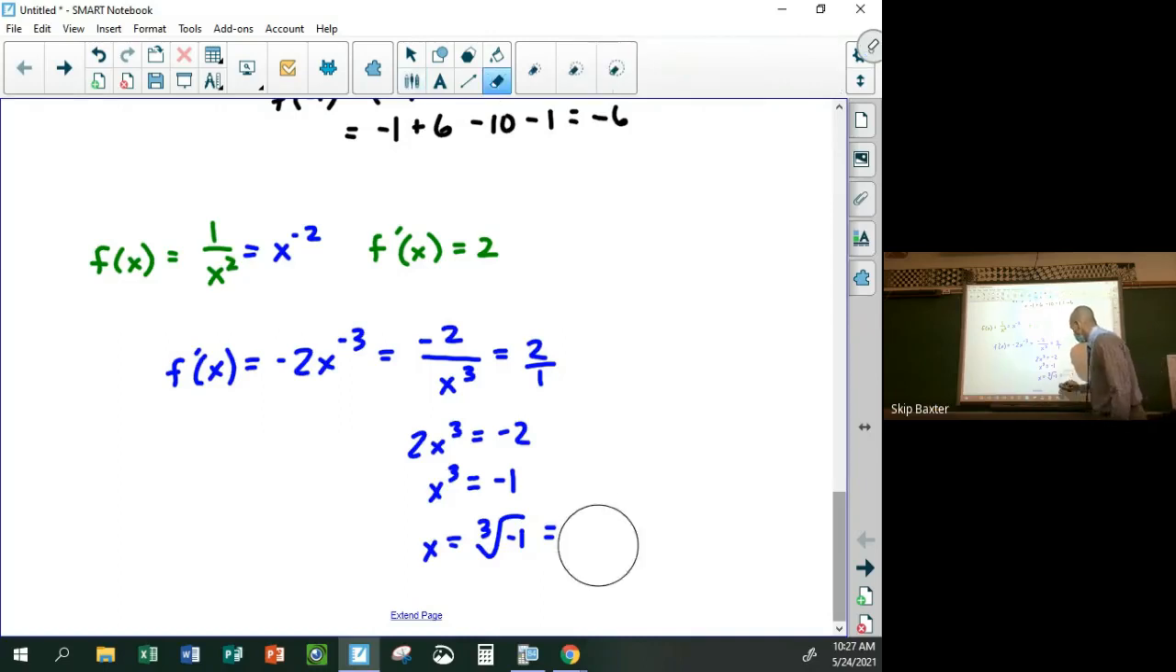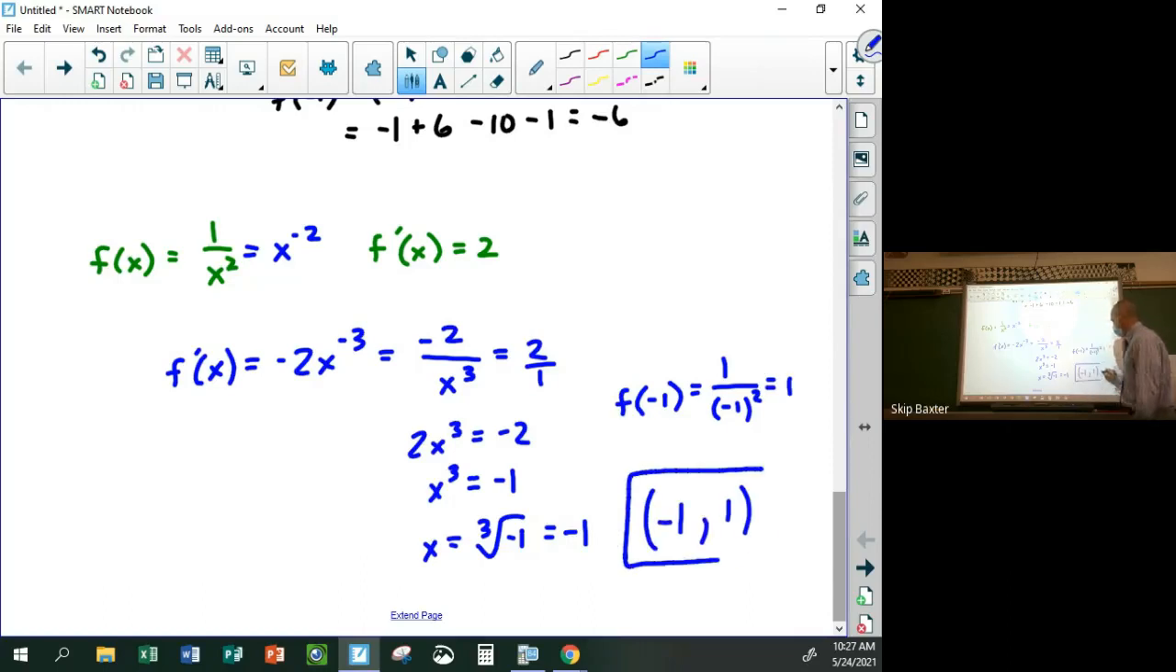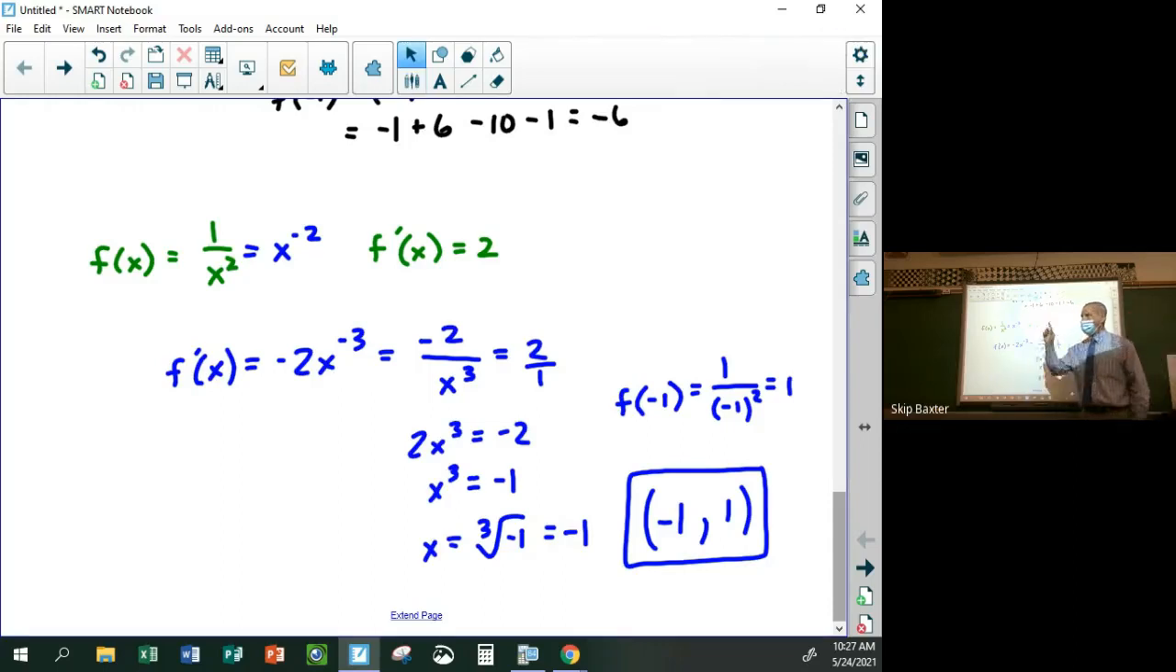Now you just find the y value. So f of negative 1 would be 1 over negative 1 squared, which is 1. So the answer is negative 1, 1. Okay, that's what this homework's like. They'll give you a function, they'll give you the derivative, and you just have to find the point that satisfies that. Any questions?